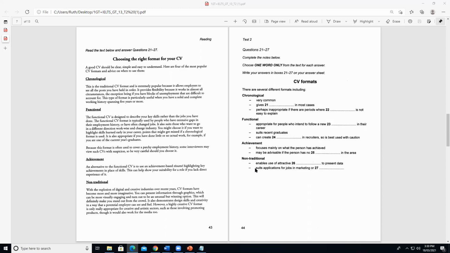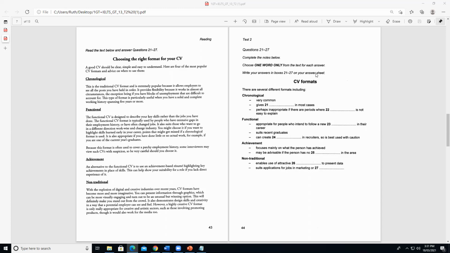Okay. Then the next one, 25 experience is done. 26 enables use of graphics. Then information through graphics. Then 27, last line. Okay, so well done about that.